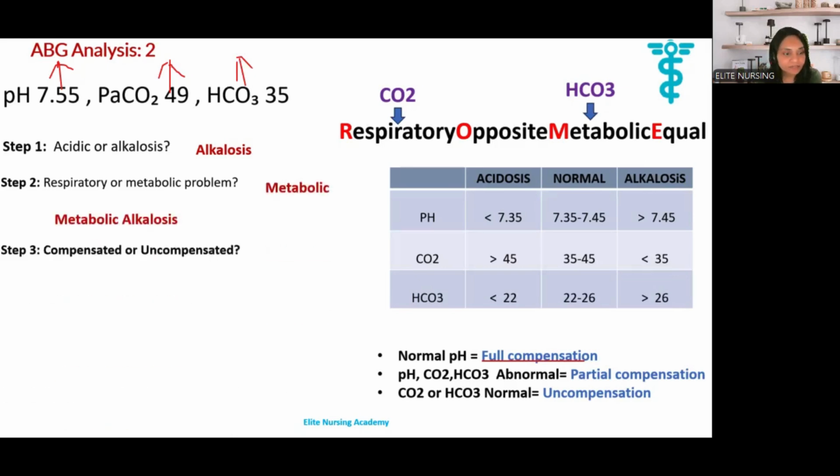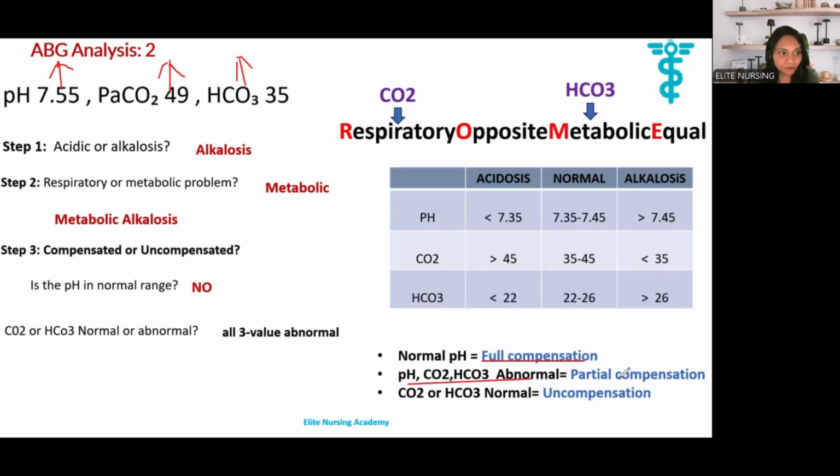Now let's decide whether this is compensated, uncompensated, or fully compensated. So let's look at the pH first. Is the pH normal? The normal value is 7.35 to 7.45. Our pH is 7.55, so no, the pH is not normal. Now look at the further two values, CO2 and HCO3. They both are abnormal. So all three values are abnormal here. pH, CO2 and HCO3 are abnormal, which means this is partially compensated.